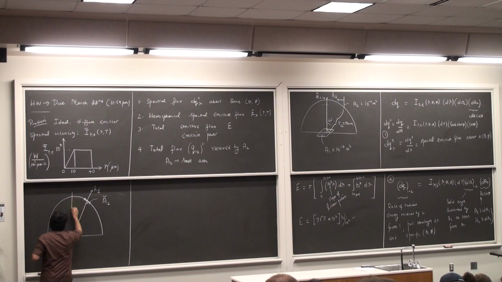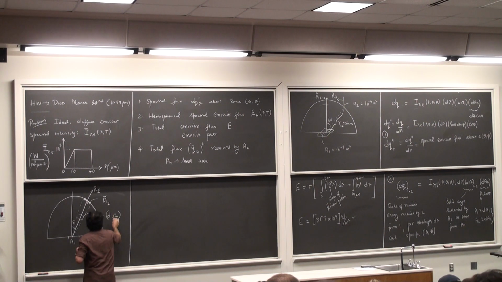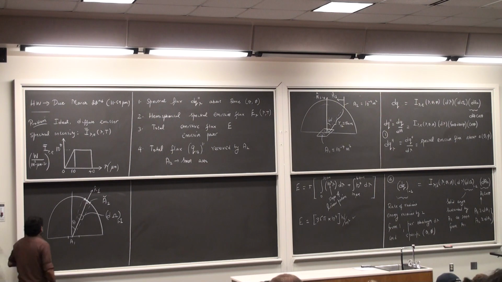So if this is the angle theta, and this is d omega 1, 2. This is the solid angle that we need. And by definition, this d omega is A tilde 2 divided by the square of the distance from A1 to A2.